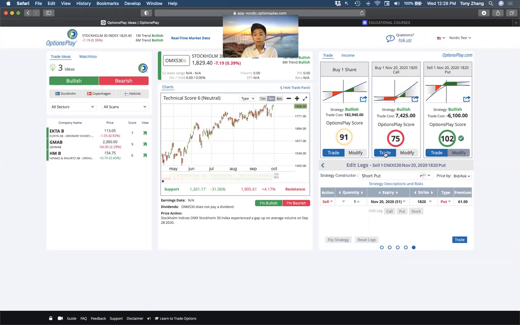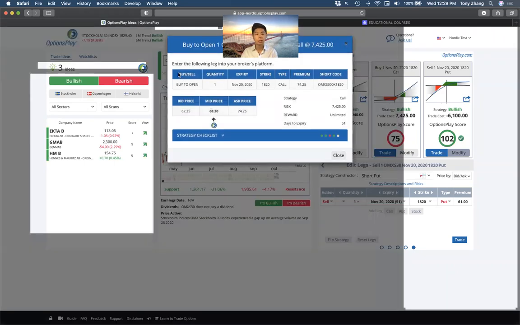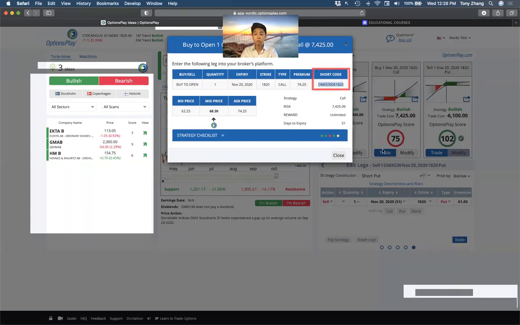To get the trade ticket on any strategy that you're looking at, there's a trade button under each strategy. When you click on that trade button, that will bring you to this trade ticket, and you can copy the short code, which is right here, to give you the contract that you can search in Avanza and Nordnet. You're very welcome, Sam. Any other questions?